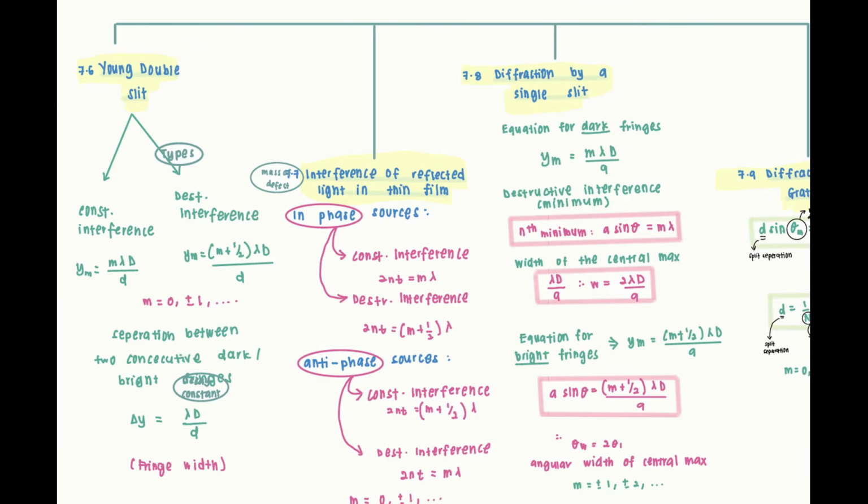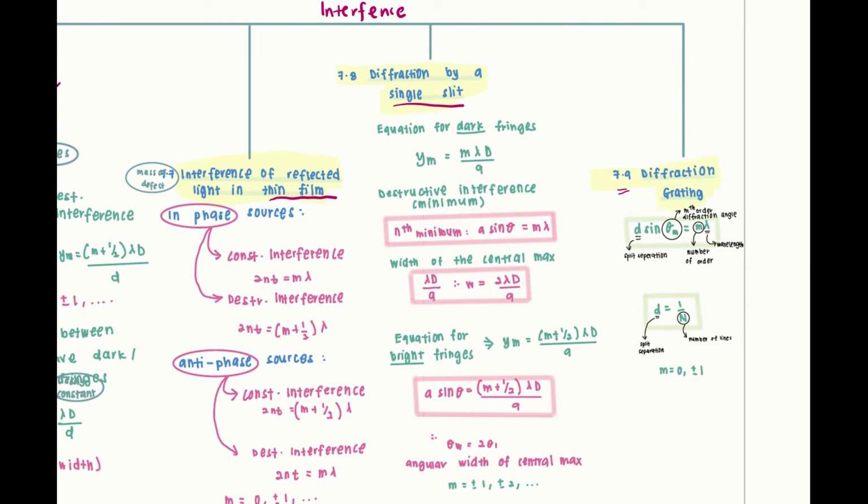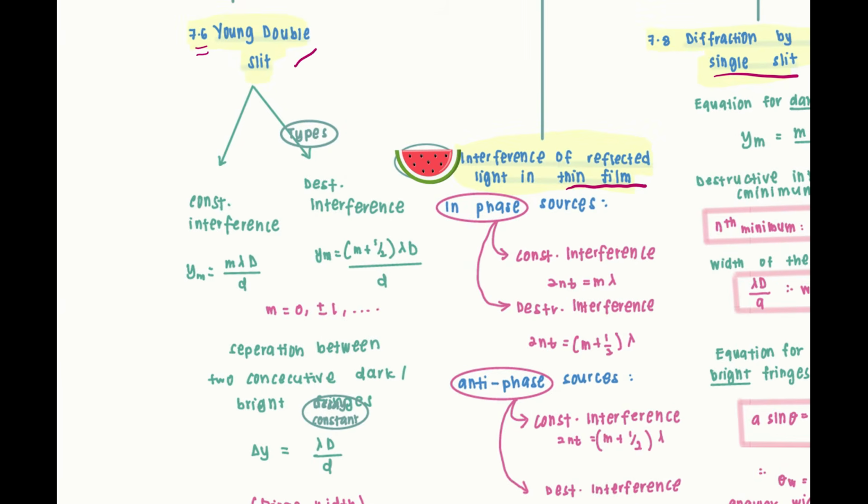Then for chapter 7, starting from 7.5, 7.6 until 7.9, we are talking about the light phenomenon of interference. So there must be at least 2 or more lights to interfere. Altogether we have 4 cases, starting with Young's double slit experiment, then interference in the thin film, then diffraction by a single slit, and the last one is the diffraction grating. Let us go one by one.